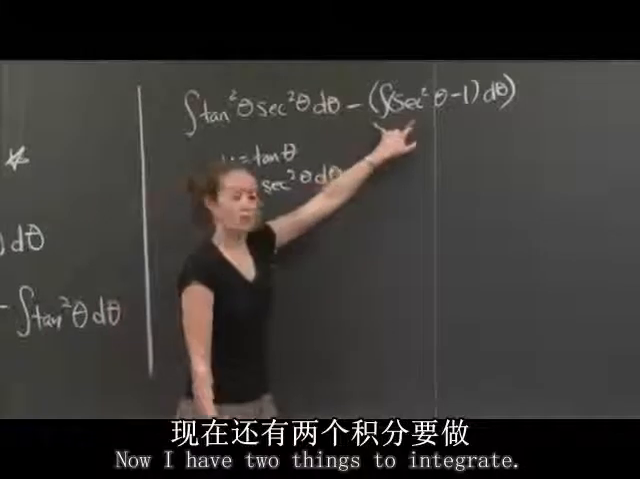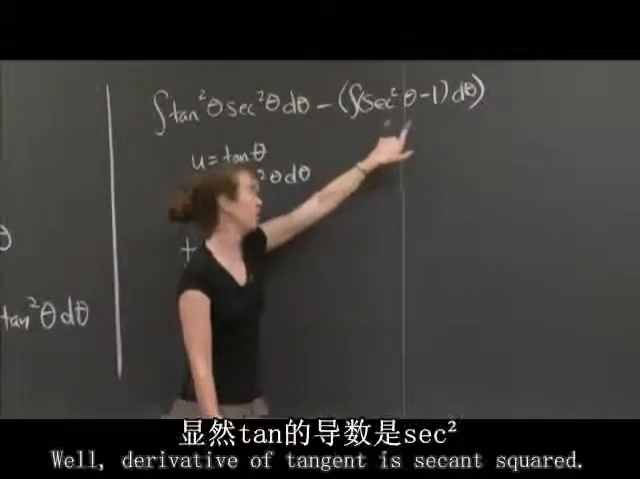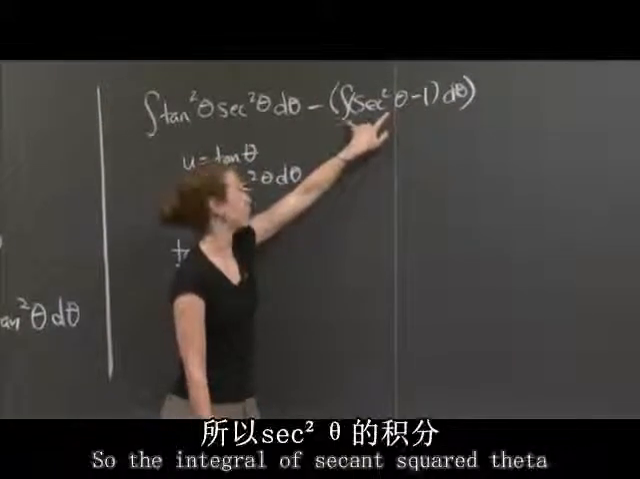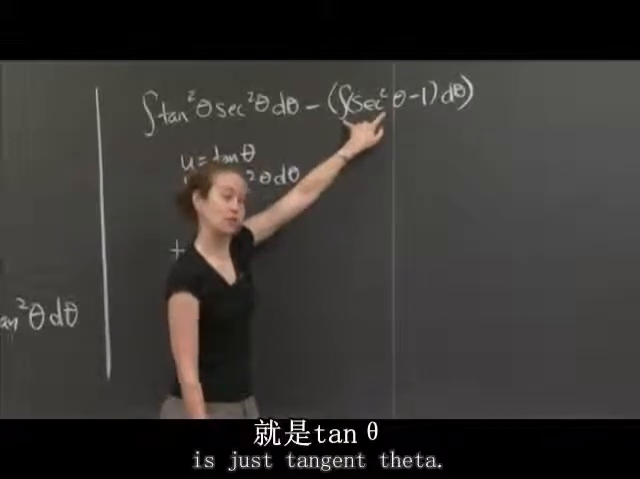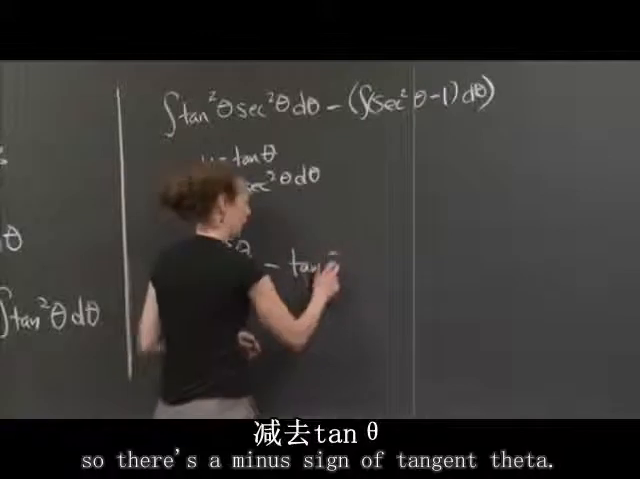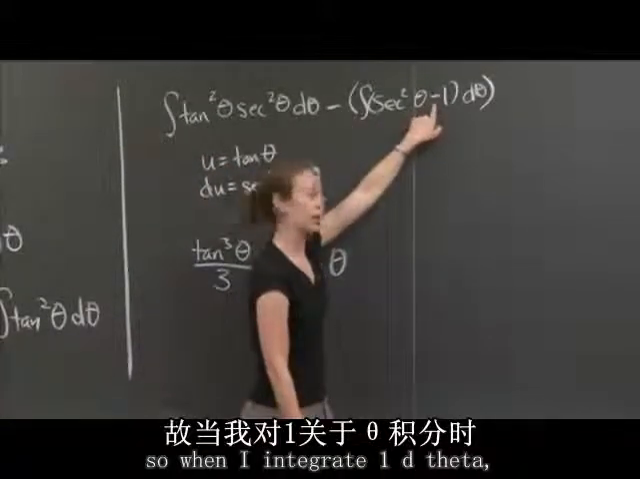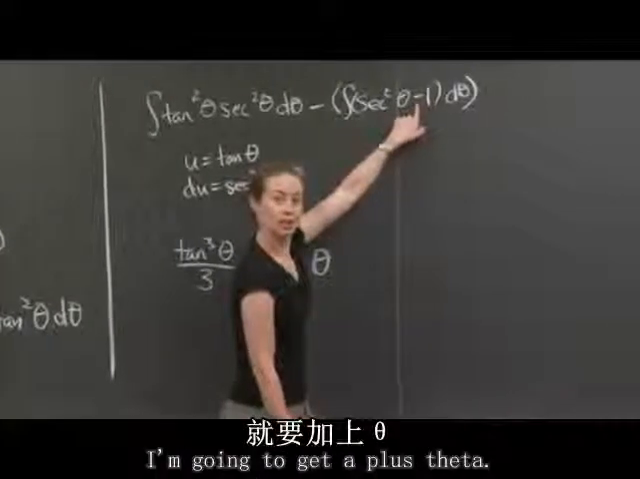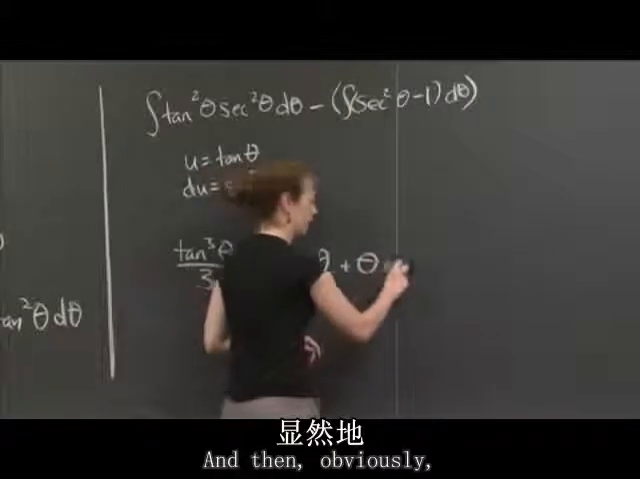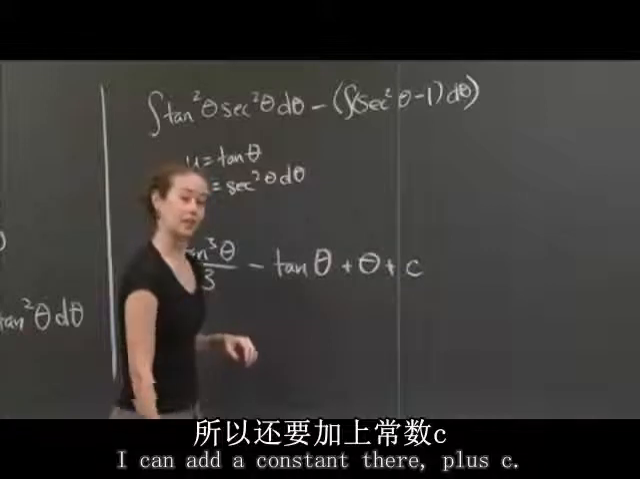Now I have two things to integrate. I have to integrate secant squared theta, and I have to integrate the 1. Well, the derivative of tangent is secant squared, so the integral of secant squared theta is just tangent theta. So I have to subtract, because there's a minus sign, tangent theta. And then I have a minus minus. So when I integrate 1 d theta, I'm going to get a plus theta. And then, obviously, because it's a family of possible solutions, I can add a constant there, plus c.